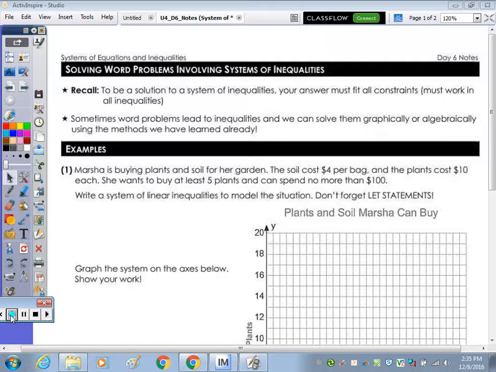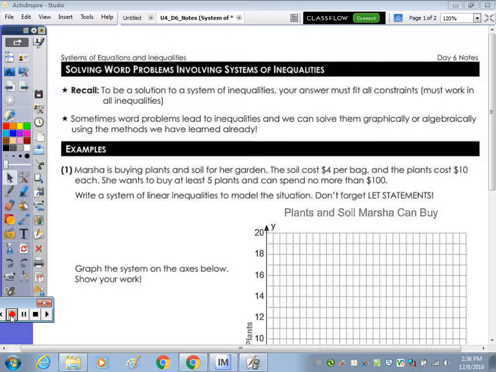It's nice when they tell you to write an inequality so you know for sure, and then it's nice when they tell you to write the equation. So at the top, the first star just says recall. To be a solution to a system of inequalities, your answer must fit all constraints. So it must be in that solution set. And sometimes word problems lead to inequalities, and we can solve them graphically or algebraically. On the front page, we're going to do graphically. On the back, we're going to do algebraically.